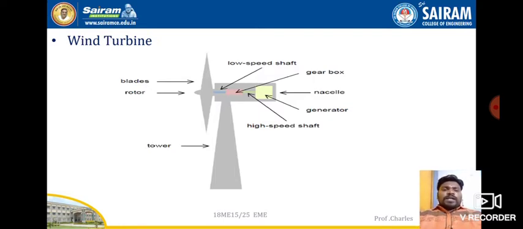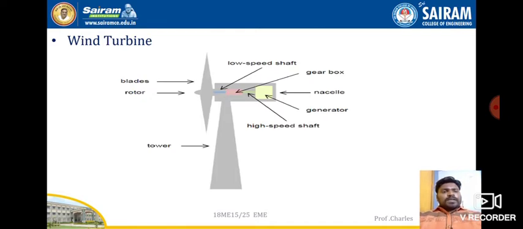The wind will come and rotate the blades first, and then the rotor, which is connected to the gearbox, shaft, and generator. The generator is the one where the electricity is produced, and that is a different portion. It is made of magnetic materials, and coils are wound over it.